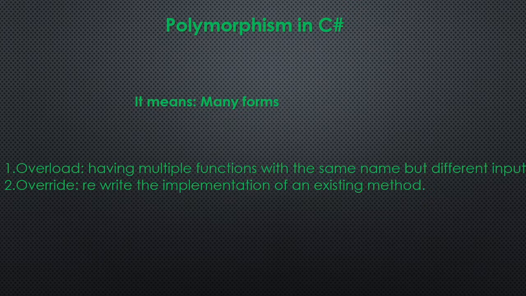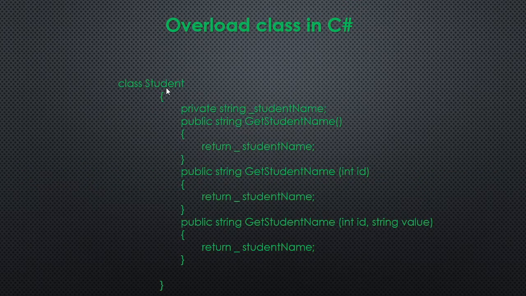Now let's visualize this. We have a student class, and in the student class, I have a function to get the student name, but this function is not receiving any parameters. And I have another function with the same name, but it receives the ID of type integer, and another function with the same name, which also receives the ID with the integer type, in addition to another variable of type string called value.